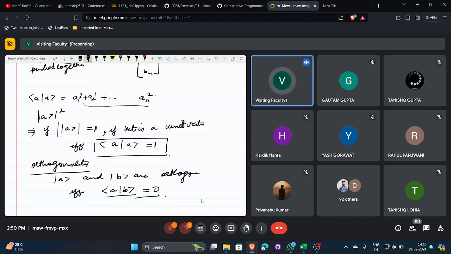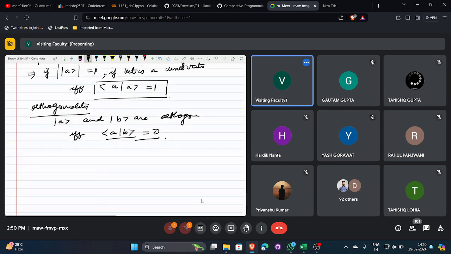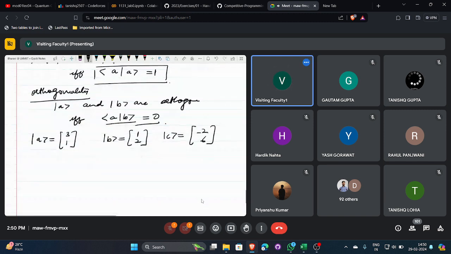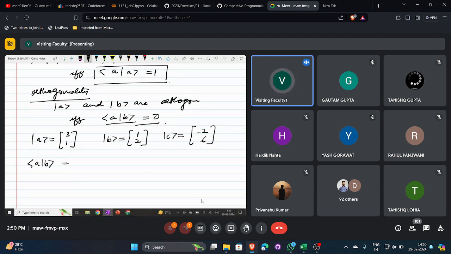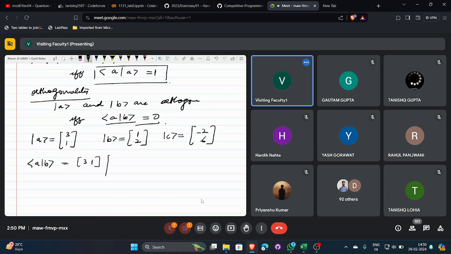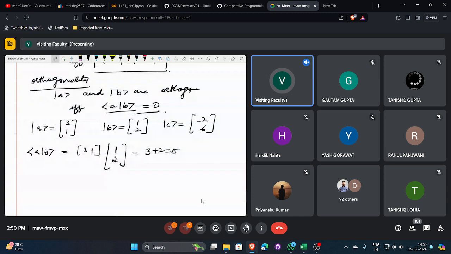I will just give you an example to make it more clear. Let's take an example. Your vector A is (3, 1), vector B is (1, 2), and your vector C is (-2, 6). When I combine A and B, it will be 3, 1, 1, 2. So it is 3 plus 2, 5. Definitely they are not orthogonal.